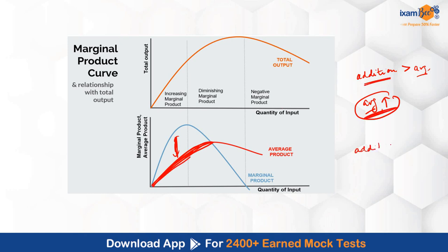And when the additions are less than the average, then the average would be falling. Here you can see in this portion, when the additions, the marginal is less than the average, average would be falling, right? Because additions कम हो रहे हैं, right? So your total average would start declining. And when will the average product be maximum? When the marginal product and average product are equal, right? So marginal product will cut the average product from top at its maximum point.